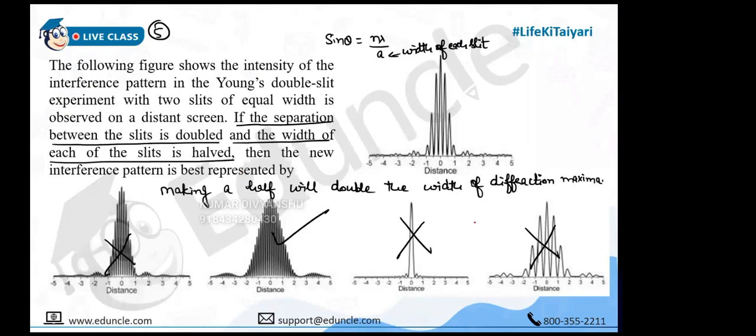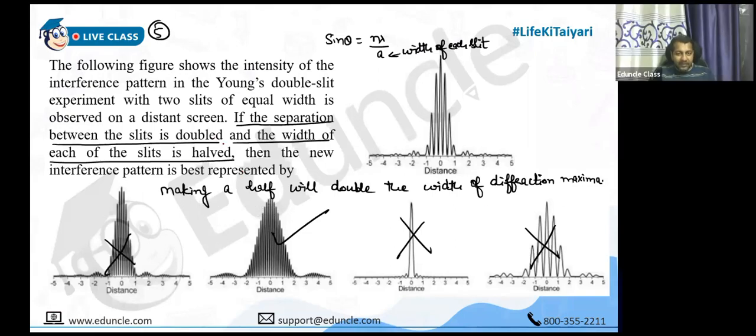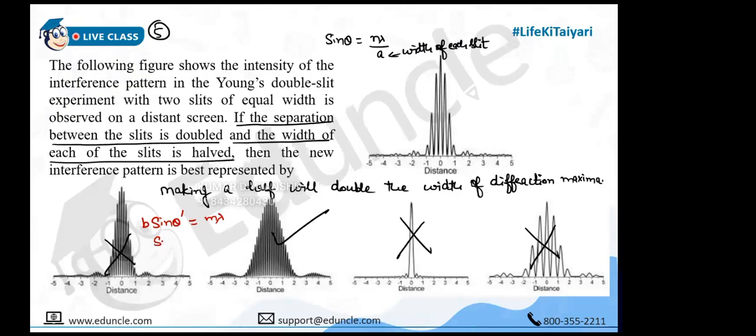Yes. So this has become double, and then the separation between the slits is doubled. Now, for interference, we have just discussed that for interference maxima, or the secondary maxima, we have b, which was b in that question. So this is the distance between the slits.